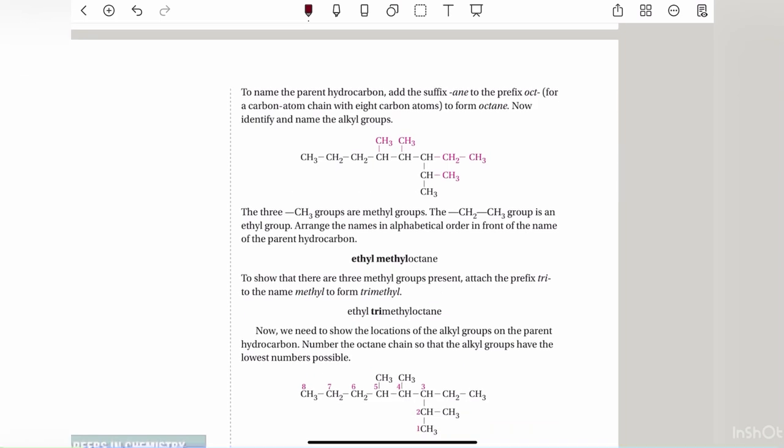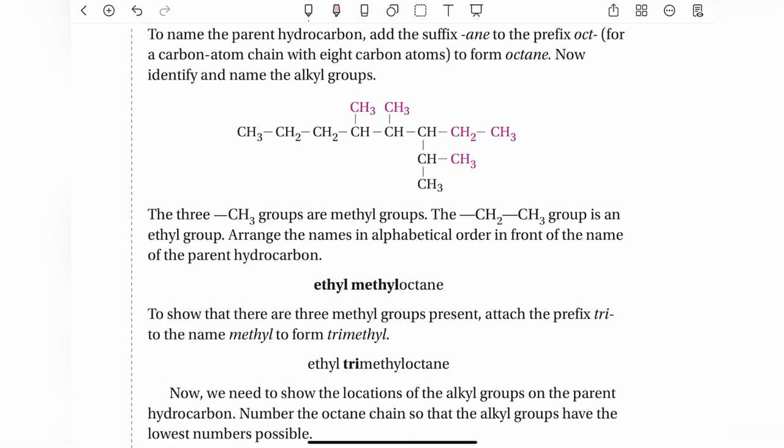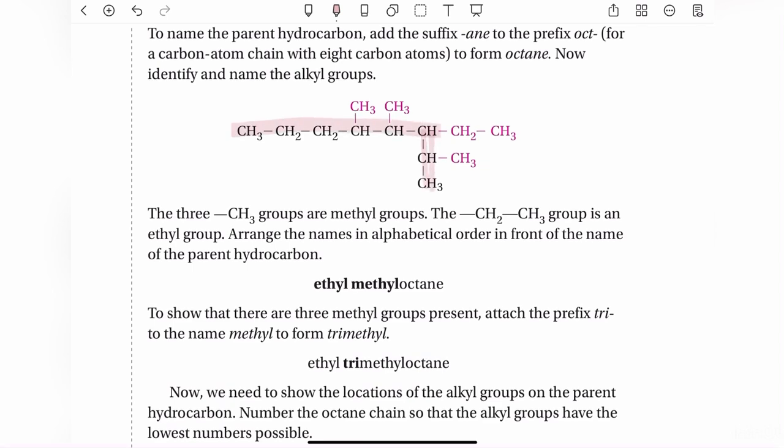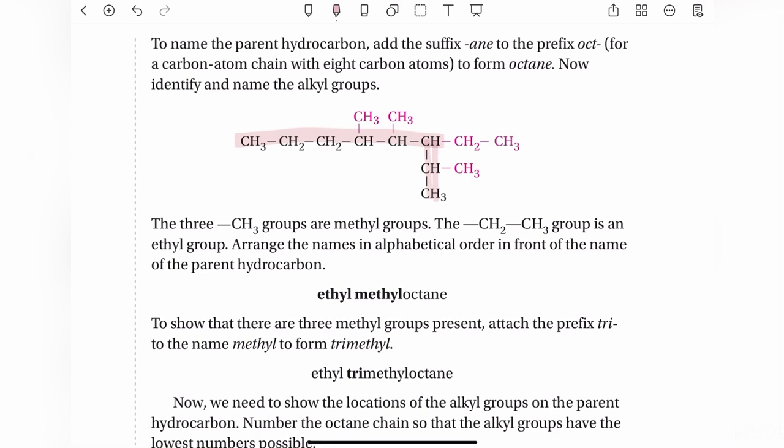Now identify and name the alkyl groups. So we located the parent hydrocarbon. It's this one over here. And since there are 8 carbon atoms in this parent hydrocarbon, it's an octane. Okay, so we're now talking about the alkyl groups, the branches, and they're highlighted in pink here. There are 4 of them.